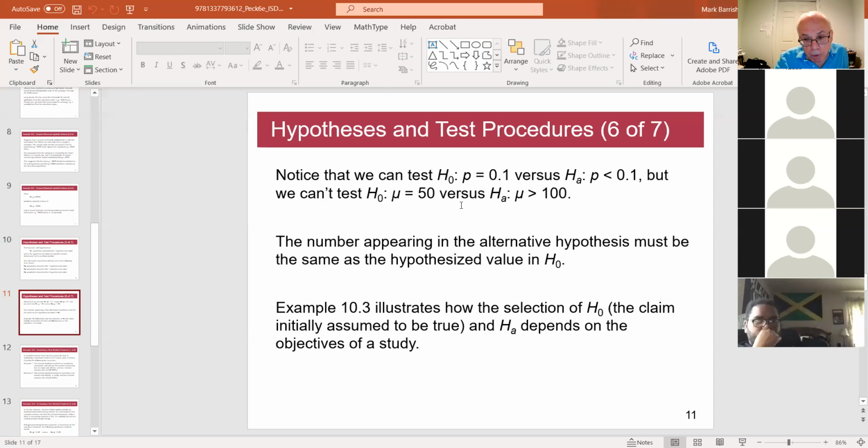The numbers are different. And it logically makes sense, right? How can we compare mu is equal to 50 to mu is greater than 100? It makes no sense to do that. So we want to make sure these numbers match. Otherwise we'll have a gap between numbers and it doesn't really make any sense. The numbers always have to match, right? Okay.